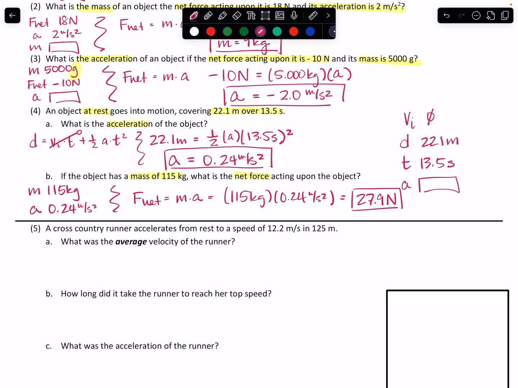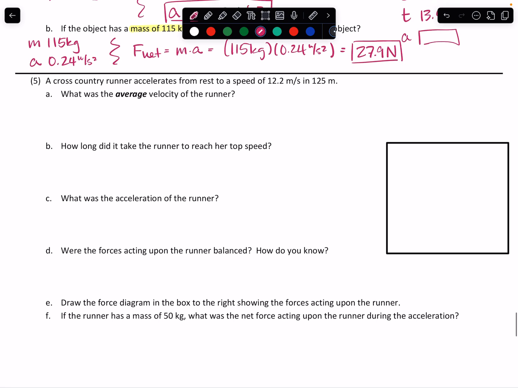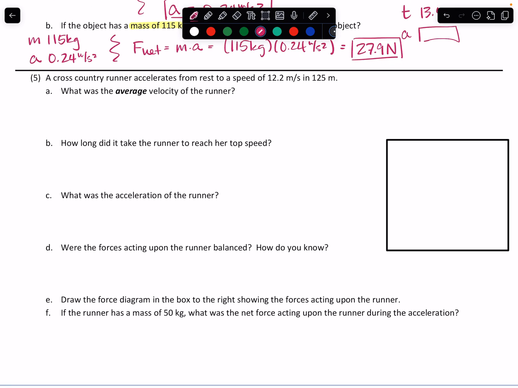Okay, so a little bit more complicated than the first three, right, but not too bad. All right, now we're going to move into a problem. It looks like we're going to be drawing a free body force diagram based on this box, but let's see what we have to do first.